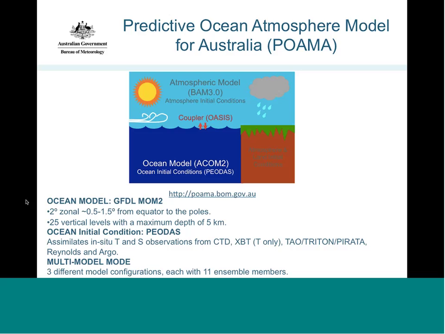And this model is run in what we call multi-model mode. So there are 3 different model configurations, each with 11 ensemble members, which means when we produce the forecast, we actually have an ensemble of 33 members, and from that we can create probabilistic forecasts for our users.